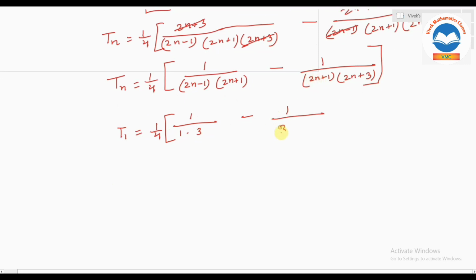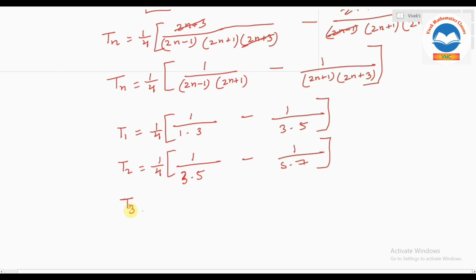3 into 4, 3 into 5, sorry, 5. Next T2. What will be our T2? 1 by 4 into 1 divided by 3 into 5, 3 into 5 minus 1 divided by 5 into 7. Similarly T3 we can write. What will be our T3? 1 by 4 into 1 divided by 5 into 7, 5 into 7 minus 1 divided by 7 into 9, and so on it will go on.